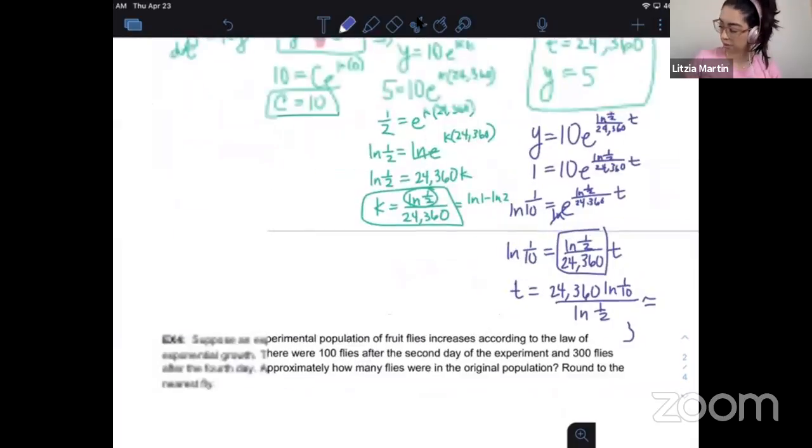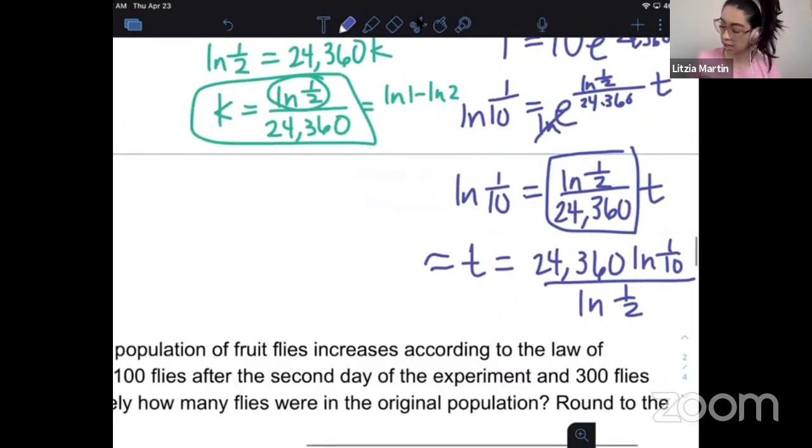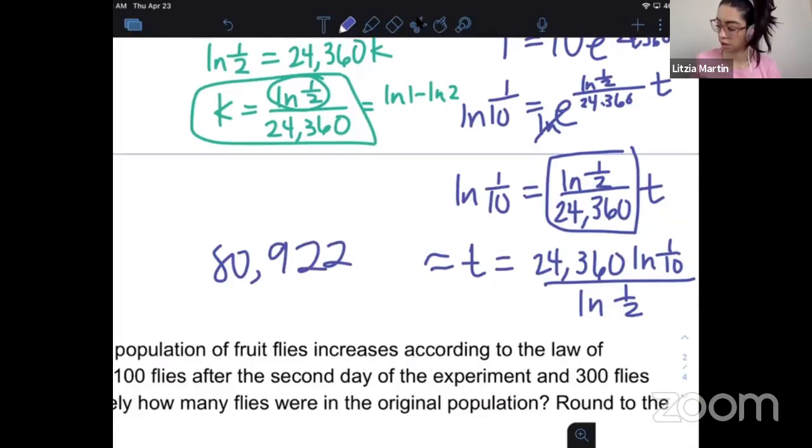oh, I ran out of room here. Write it on the other side. Approximately 80,922 years.